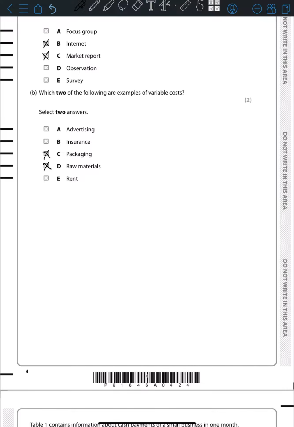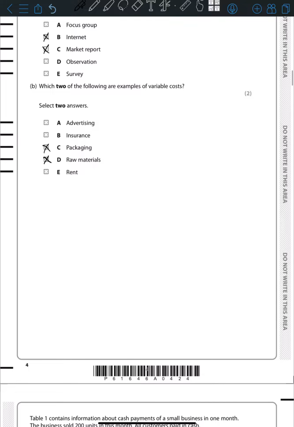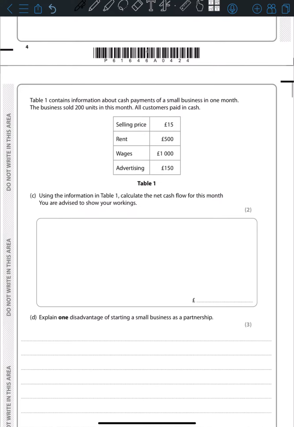So raw materials is our second correct answer because the amount of output we produce also affects our raw materials. If we are producing less, we are going to buy less of raw materials. If we are producing more, we're going to buy more. Okay, moving on to part C.